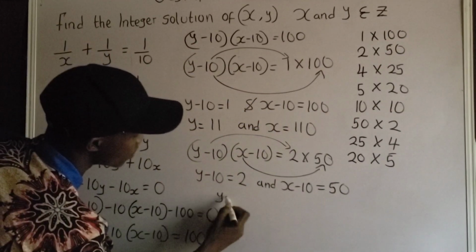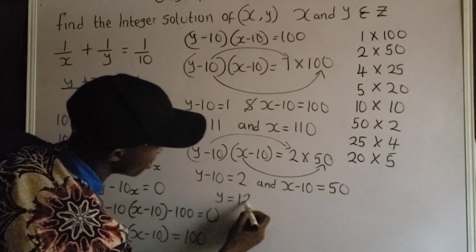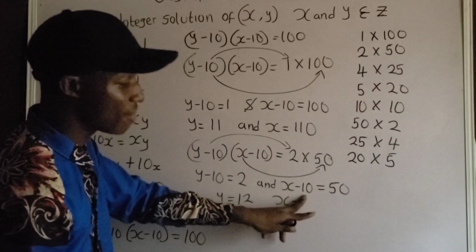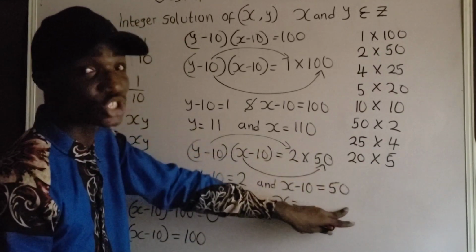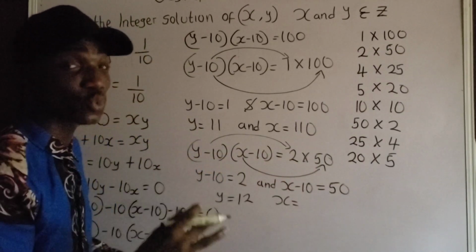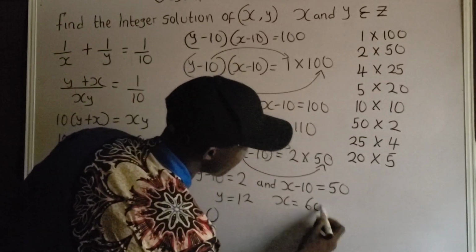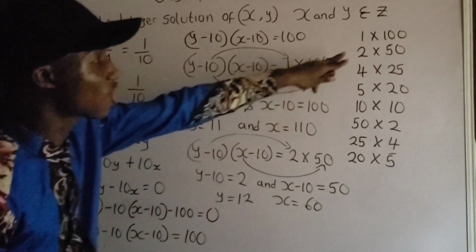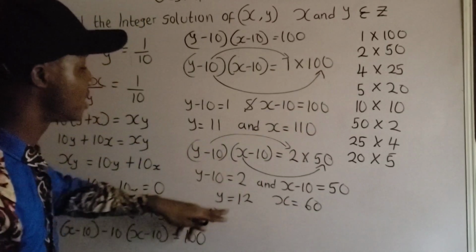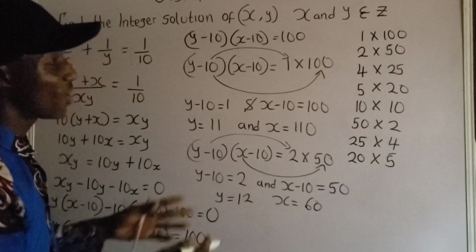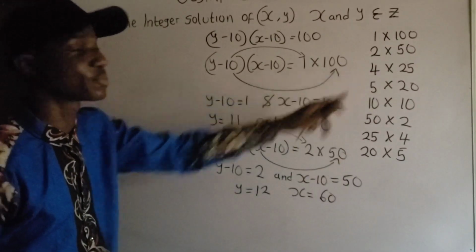If y minus 10 is equal to 2, y is equal to 2 plus 10, that is 12. And x is equal to 50 plus 10, because when I move minus 10 to the other side of this equation, the negative sign will change to a positive sign. So 50 plus 10, that is 60. So for the second expression, the value of y is 12, and the value of x is 60. So let us proceed to the third expression.